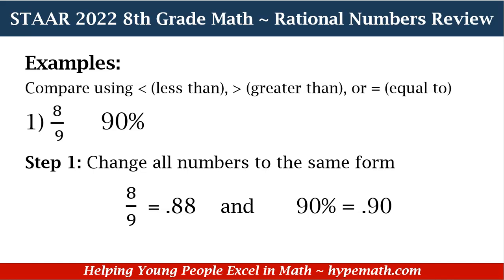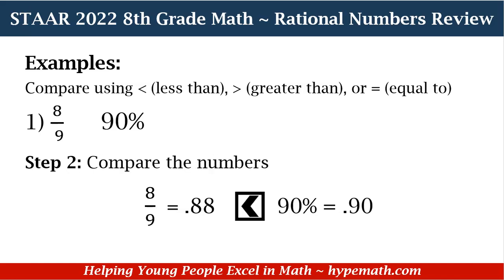Now that we've converted both of our numbers, we can compare them. And 0.88 is less than 0.90. And you see how the mouth of the alligator opens up to 0.90. That means 8/9 is less than 90%. Let's look at another example.